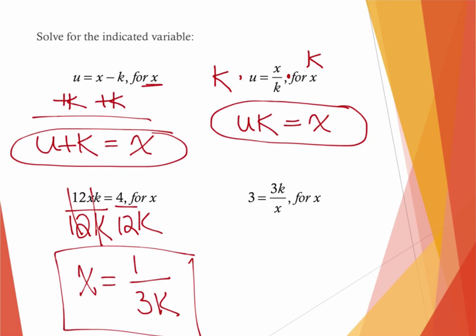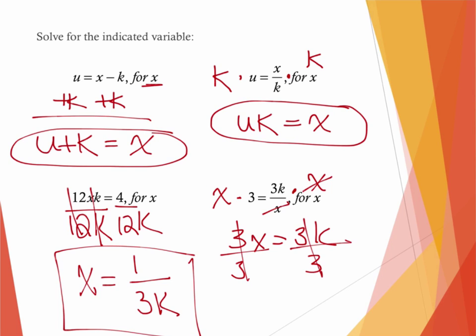In this last example, I have 3 is equal to 3k over x, and I want to isolate x. This is a little bit more complicated, but not much because the x is in the denominator. So we have to get the x in the numerator. The way to do that is to multiply both sides by x, and now the x is no longer in the denominator. 3x is equal to 3k, and then all we have to do is divide by 3. So here, x is equal to k.